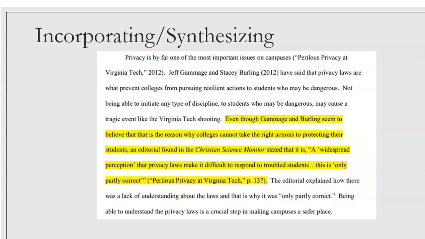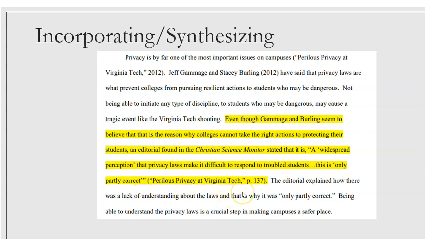Now, this is an example of what synthesis looks like live, like in a real paper. The first one that I told you about was sort of just a snapshot of one, but this actually shows you how a topic's introduced. Privacy is by far one of the most important issues on campuses, so you know what topic they're getting ready to talk about. And you can actually pause this video and look at all the different parts to this.